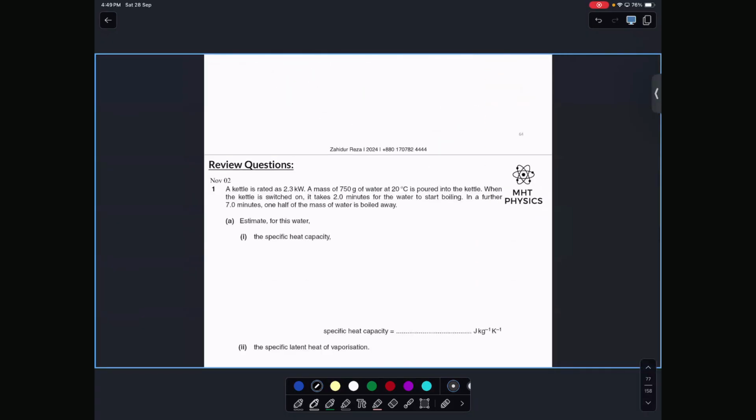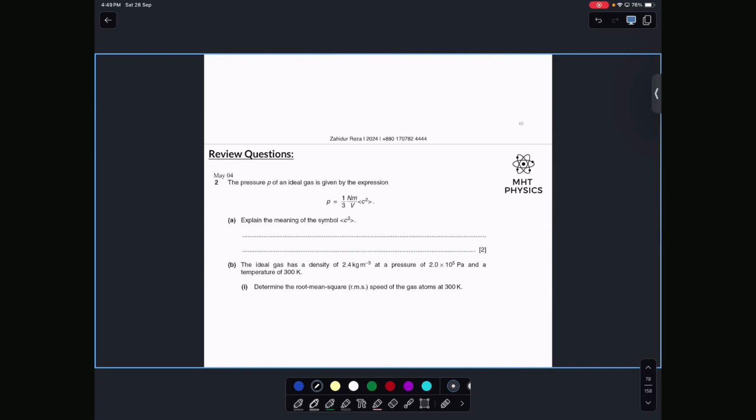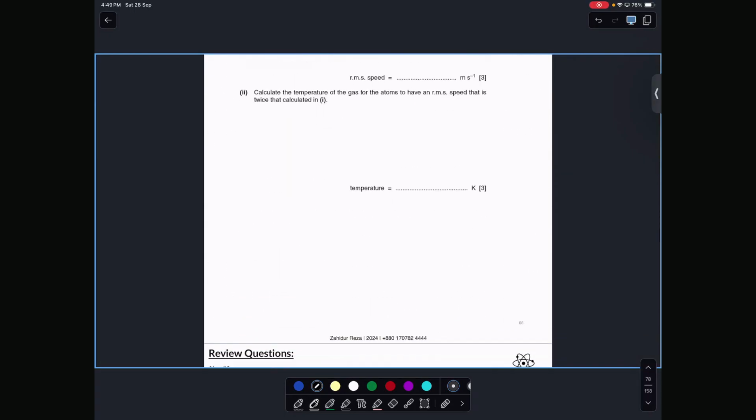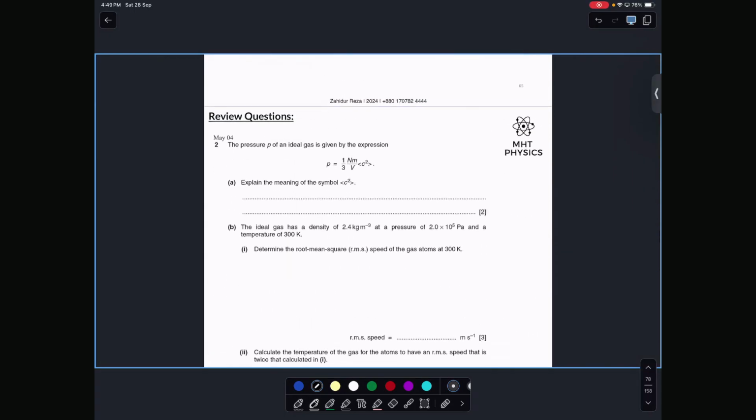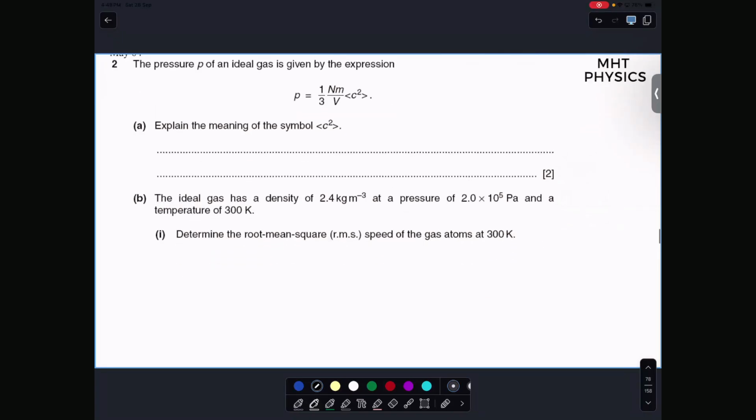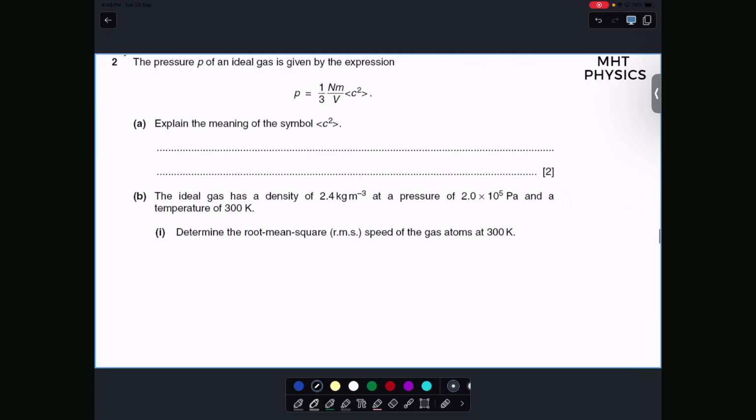Okay, so that is that one top part. Gas, plus, yes, this is very important. Page 66. Perfect question. Okay, the pressure P of an ideal gas is given by the expression P equals 1 by 3 nm by V c square. Explain the meaning of the symbol c square.